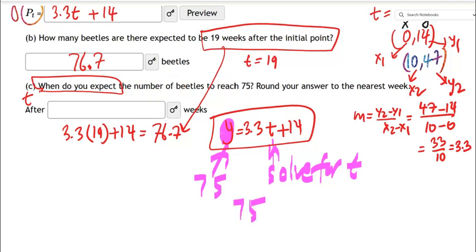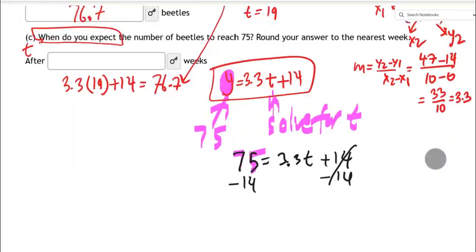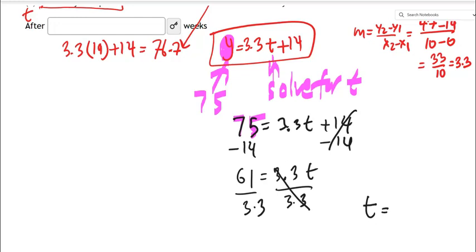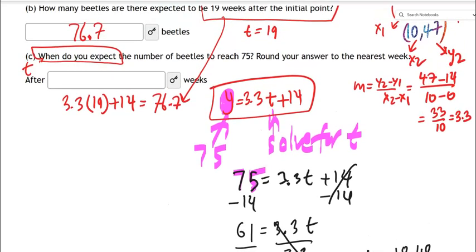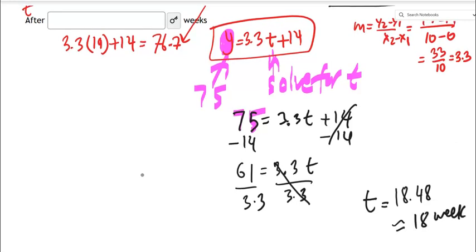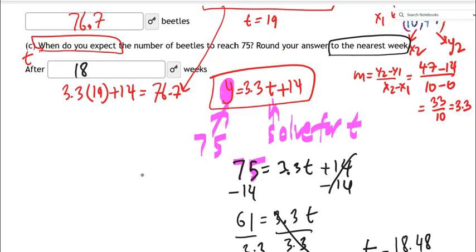So 75 equals 3.3t plus 14. We subtract 14 from both sides of the equation, and you get 75 minus 14 is 61. 61 equals 3.3t, and divide by 3.3 on both sides, so you get t equals 18.48. Instead, say round it to the nearest week, so this is going to be 18 weeks in this one. So the answer is after 18 weeks. Okay? Thank you.